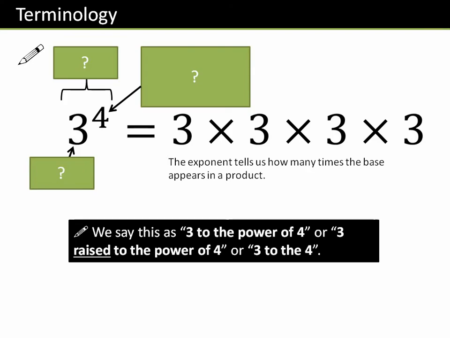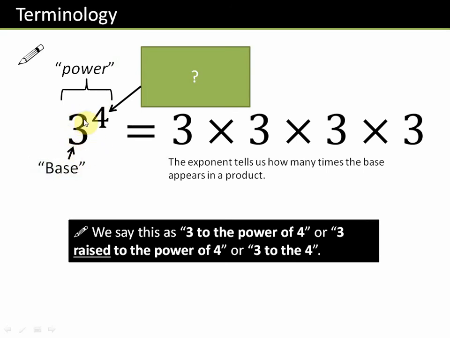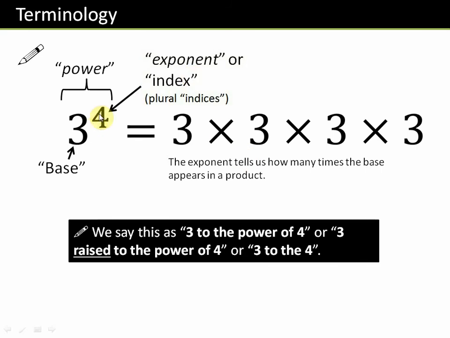Moving on, the terminology of the laws of indices: first of all, check what this 4 means and what this 3 is. In this form, the 4 is called the power of the 3, and the 3 is called the base. So 3 is the base and 4 is the power of this number: 3 power 4, or we can read it as 3 to the power 4, or 3 raised to the power 4, or 3 to the 4. And the 4 is also called the exponent and index.